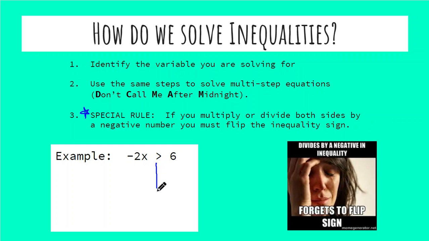So what do I mean by that? If I had this example, negative 2x is greater than 6, and I had to solve for x, I know I would divide here because negative 2x means multiply. I have to do the inverse or opposite to get rid of it and leave me with x. I would have to do the same thing to the other side, right? 6 divided by negative 2 would give me negative 3. So I divided by a negative, so I would flip my inequality sign. This is a greater than sign. I would make it a less than sign. And that would be my final answer. x is less than negative 3. So remember, if you multiply or divide both sides by a negative number, you must flip the inequality sign.